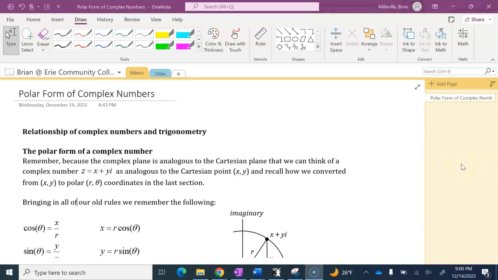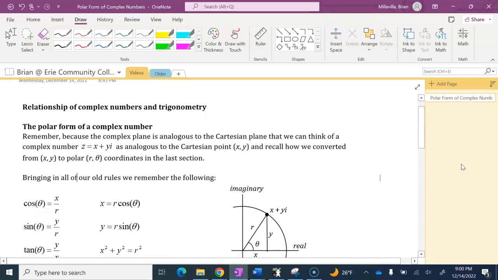Okay, welcome everybody. In this video, we're going to discuss a little bit about the polar form of complex numbers. We've seen before that we can express a complex number in the XY plane. We can graph ordinary real numbers on a number line, but we need a plane to plot or visualize a complex number.